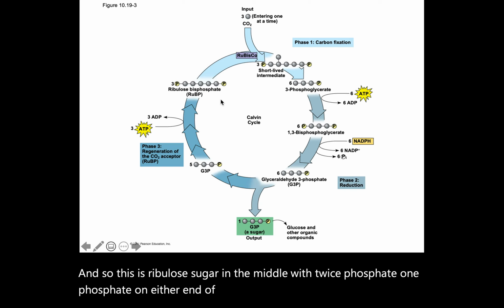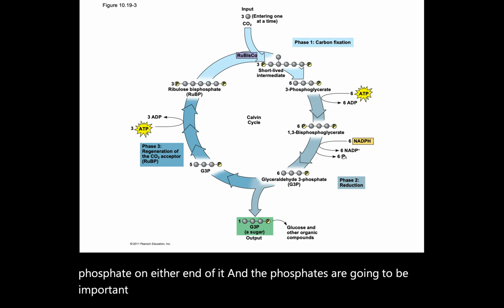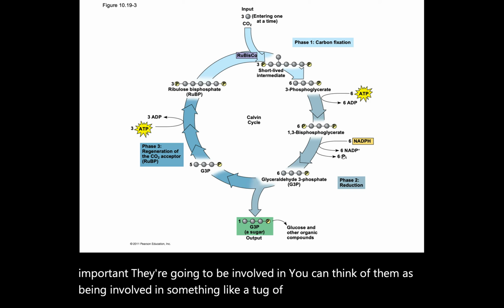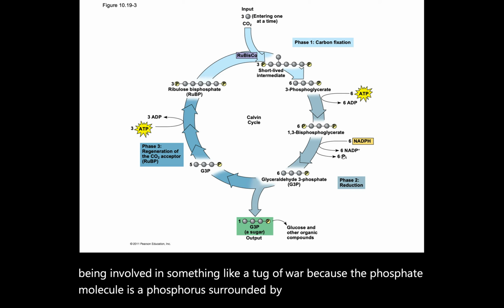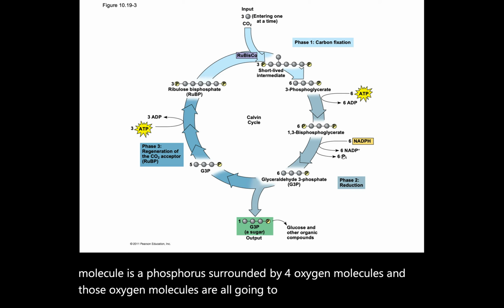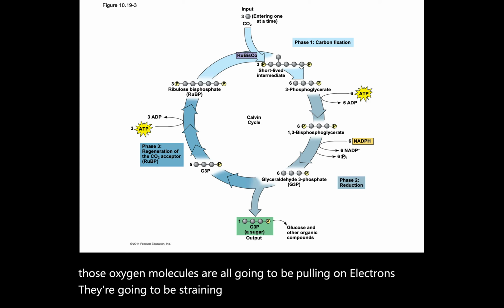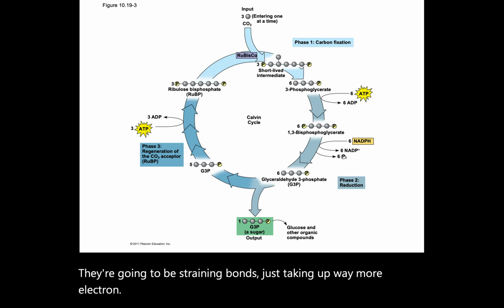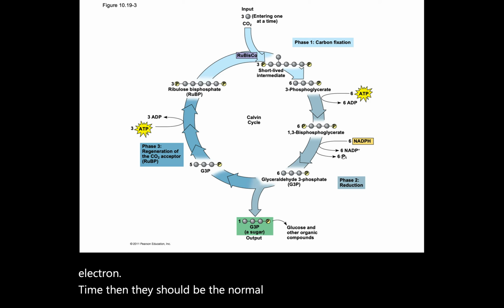And the phosphates are going to be important. You can think of them as being involved in something like a tug of war. Because the phosphate molecule is a phosphorus surrounded by 4 oxygen atoms. And those oxygen atoms are all going to be pulling on electrons. They're going to be straining bonds, just taking up way more electron time than a normal atom like carbon would.